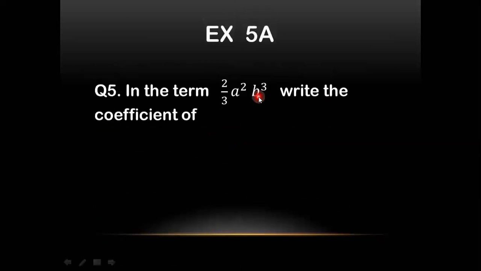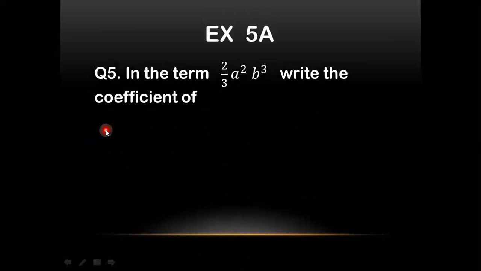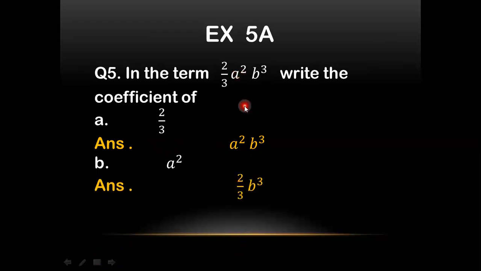Next question, in this term 2 over 3 a square b cube, we have to write down the coefficients. Coefficient of 2 over 3, this is 2 over 3 and its coefficient is a square b cube, it is in the form of a product. Next question, the coefficient of a square: leave out a square, what remains is 2 by 3 b cube, so it is 2 by 3 b cube.